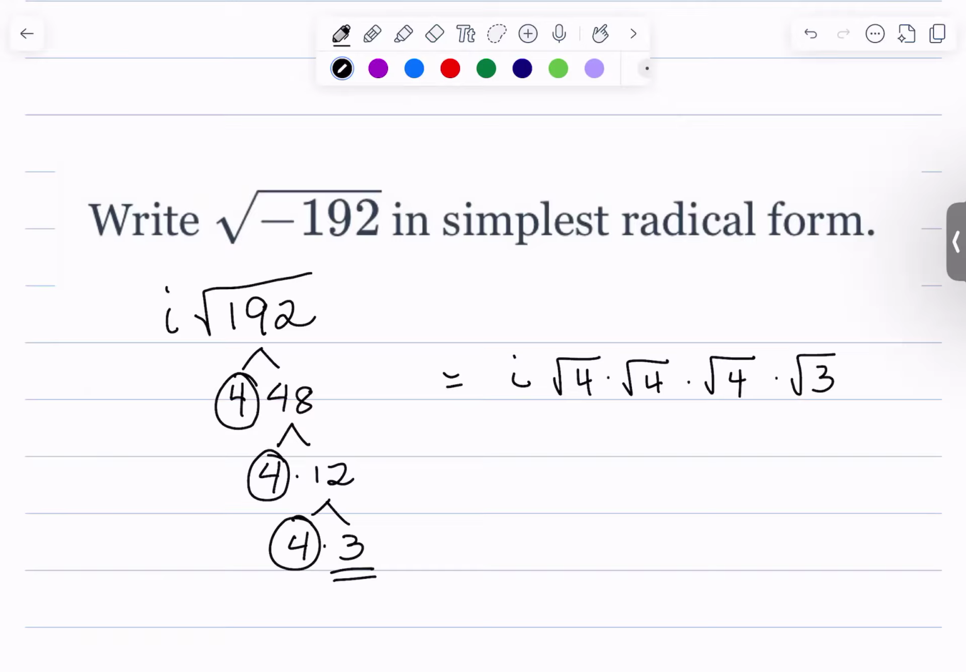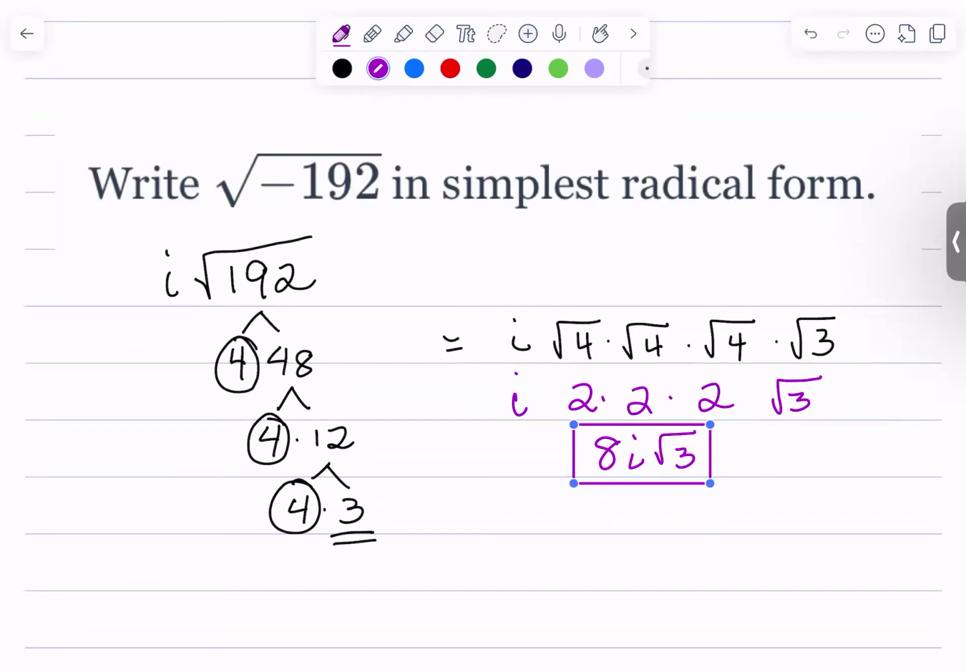Square root of 4 is 2. So I have 2 times 2 times 2 with the i, with the square root of 3. 2 times 2 times 2 is 8i square root of 3. Okay?